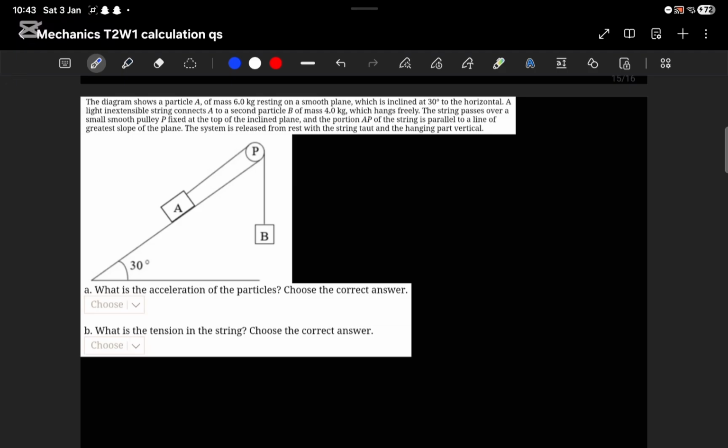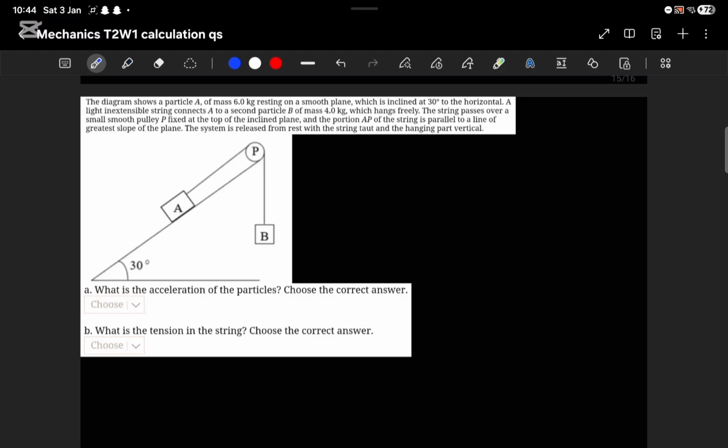The diagram shows a particle A of mass 6 kg resting on a smooth plane which is inclined at 30 degrees to the horizontal. A light inextensible string connects A to a second particle B of mass 4 kg that hangs freely. The string passes over a small pulley P fixed at the top of the inclined plane, and the portion AP of the string is parallel to a line of greatest slope of the plane. The system is released from rest with the string taut and the hanging part vertical.